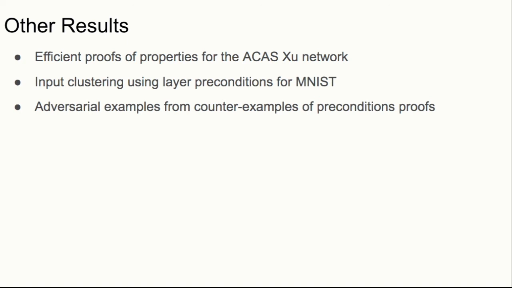There are some other results that we have. So one is we can efficiently prove some properties of ACAS Xu, which is this flight collision detection network, where earlier they tried to prove certain properties, certain contracts directly using Reluplex and it used to time out. Now you can identify an invariant at an intermediate layer and then break the proof and it goes through.